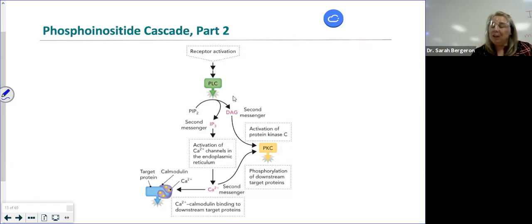The IP3, on the other hand, will follow a different pathway. It will actually activate calcium channels. So normally these channels are basically closed, and when IP3 binds to the channels, it opens the channels. Once those channels are open, calcium is released into the cytosol.